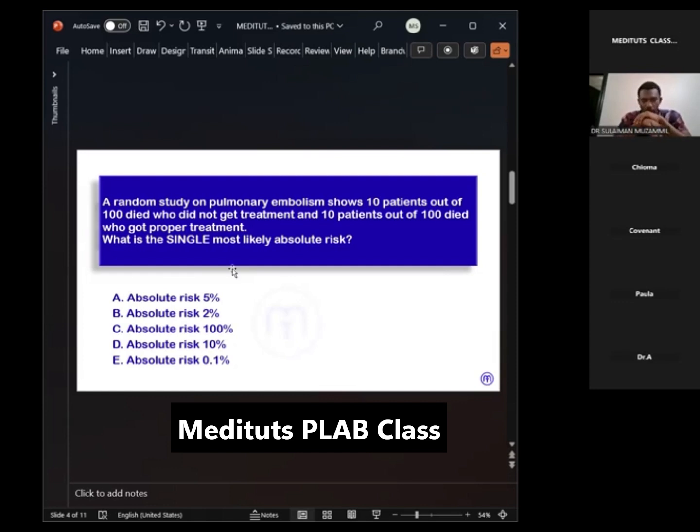A random study on pulmonary embolism shows 10 patients out of 100 died who did not get treatment, and 10 patients out of 100 died who got proper treatment. What is the single most likely absolute risk?